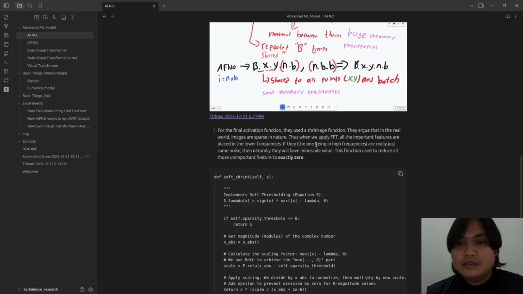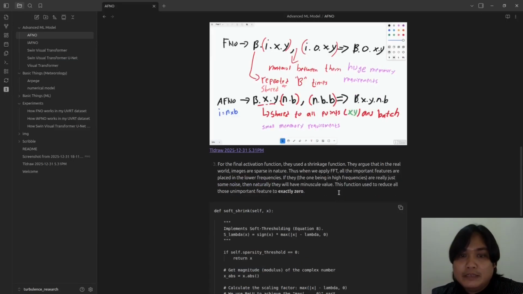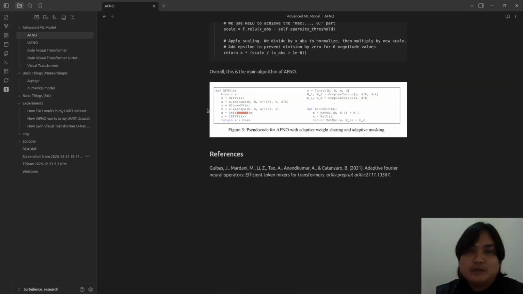And if those features are really unimportant, then naturally when we multiply them by some dense layer or so, they will have a minuscule value. So that's why the function of this function is just to reduce all those unimportant features from a really small, minuscule value to exactly zero. The function is like this. And overall, the algorithm of the AFNO is like this.